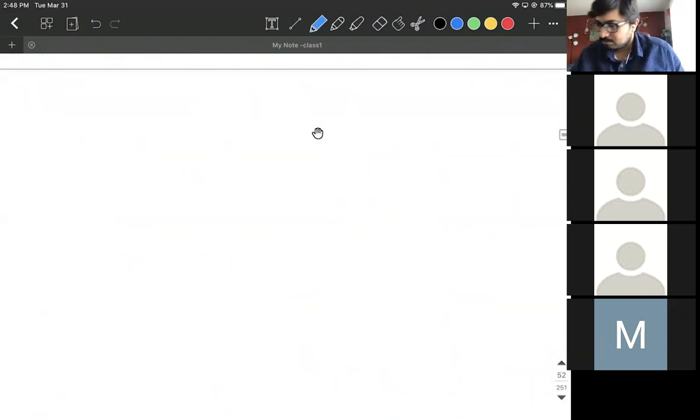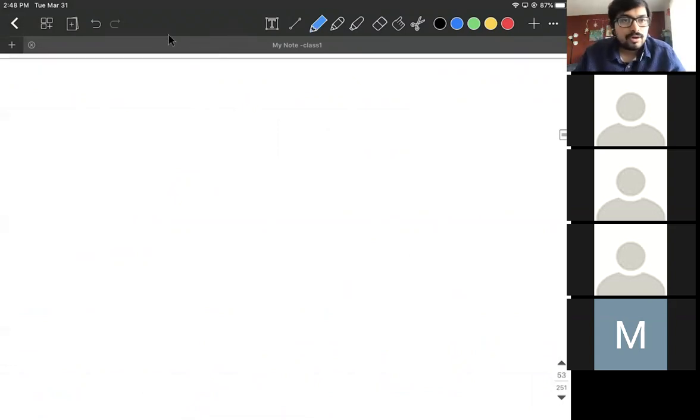Begin on the next page. We are now moving on to note 10. So this is note 10, eigen 3. This is called diagonalization.